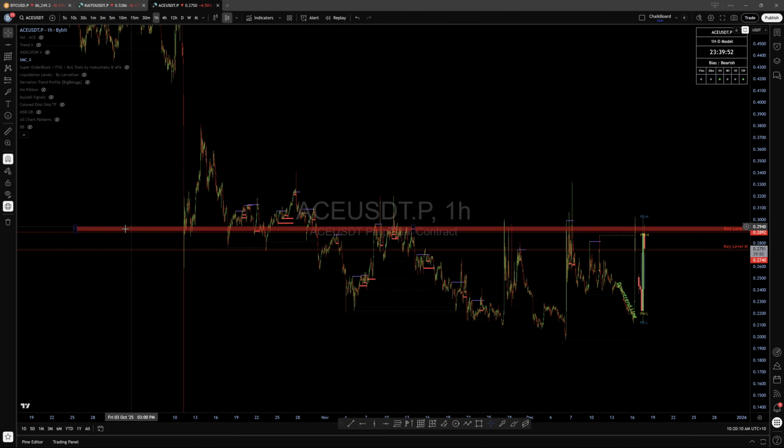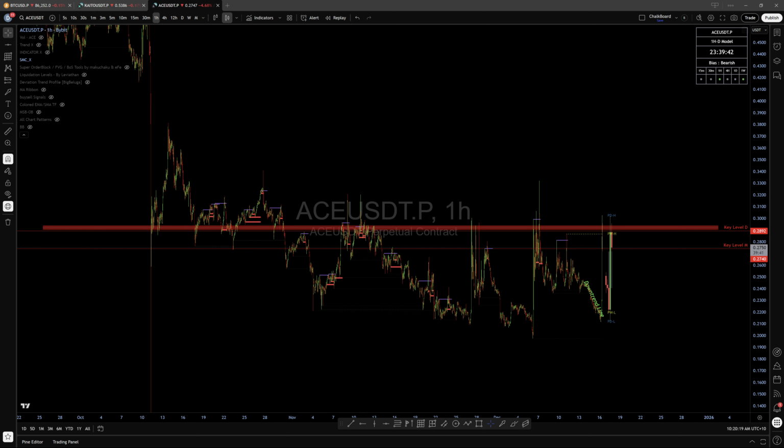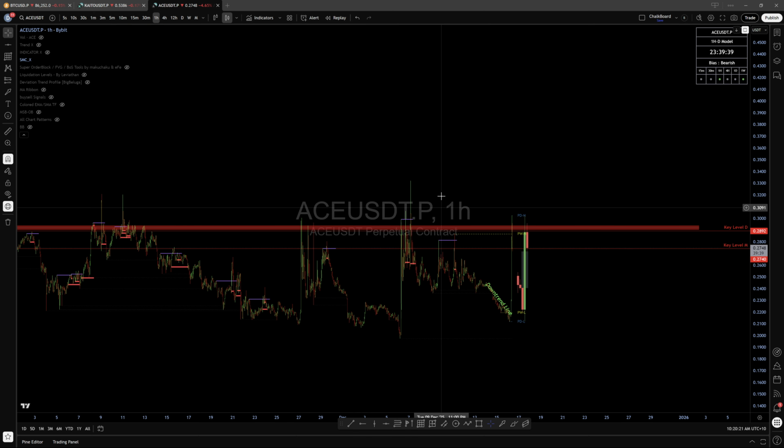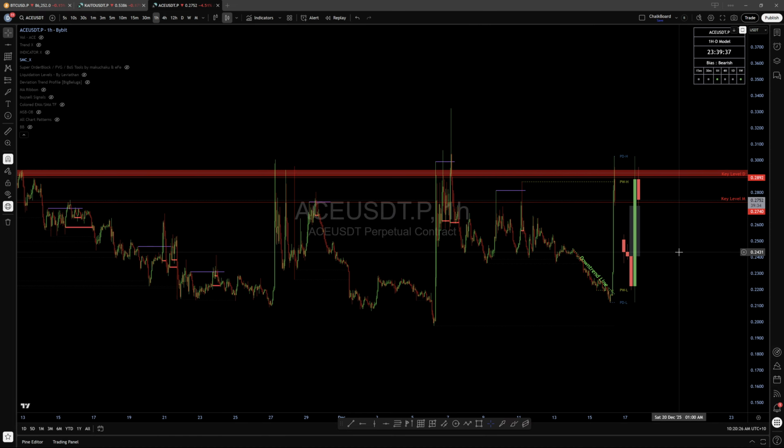You guys, you train your eyes to see these flip zones. That and the monthly level and the daily level, that's all right there, just like you said, and that's where you're looking to take a trade on the lower time frame.